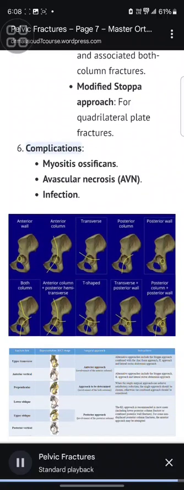And 6. Complications. Myositis ossificans, avascular necrosis (AVN), infection.